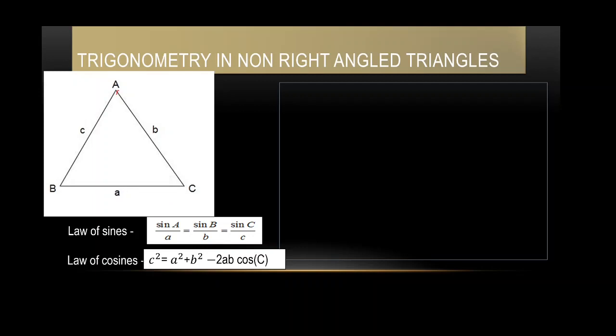This is the law of cosines, which says that the square of the third side will be equal to the square of one side plus the square of the other side minus 2ab cos of this angle C. So this is the law of cosines. You can use it to find this side C. The law of sines also we can use to find the angles and the side lengths.